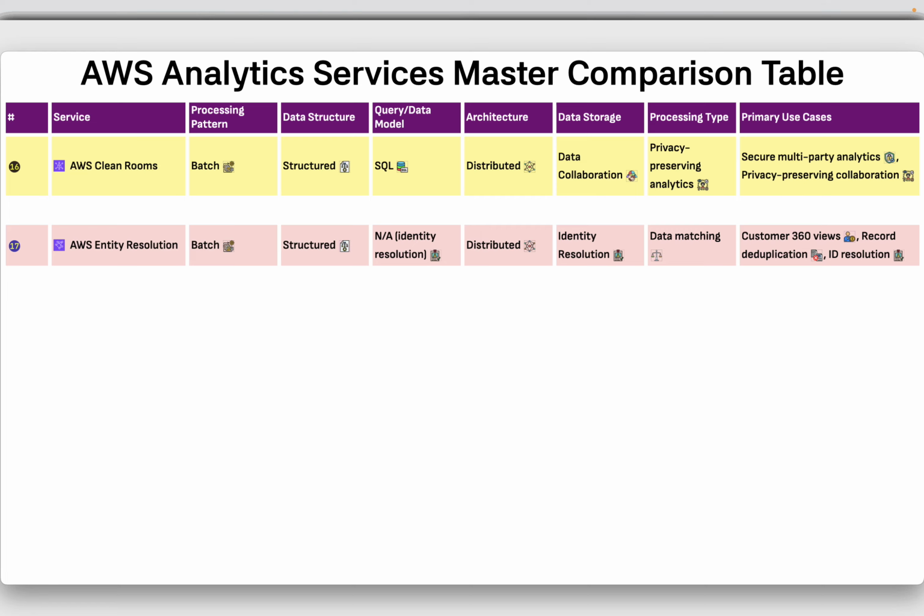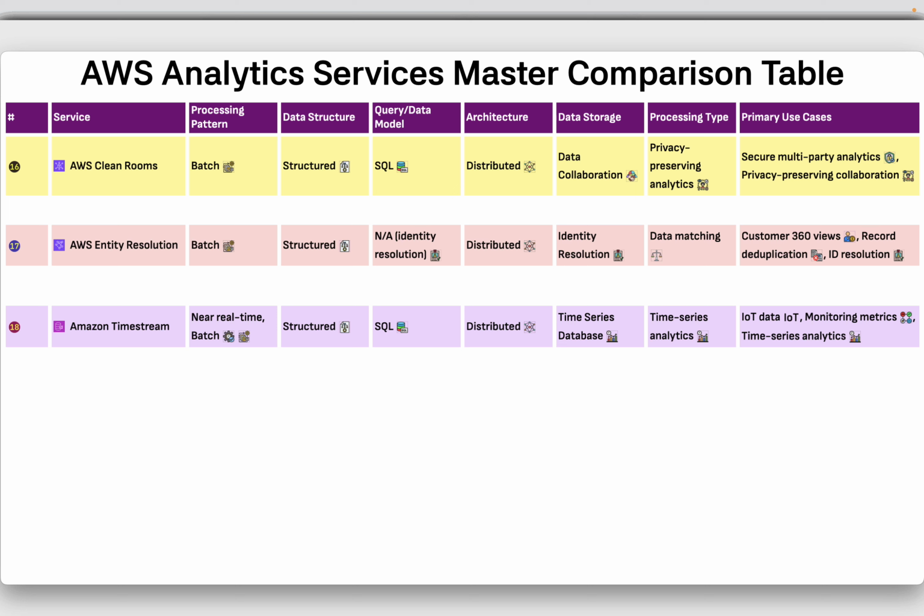Okay, next one, AWS Entity Resolution. Processing pattern is batch. Data structure is structured. Query and data model is not applicable because it's an identity resolution kind of service. Architecture, distributed. Data storage, it's an identity resolution. So processing type, data matching. And primary use cases is customer 360-degree views, record deduplication, and ID resolution.